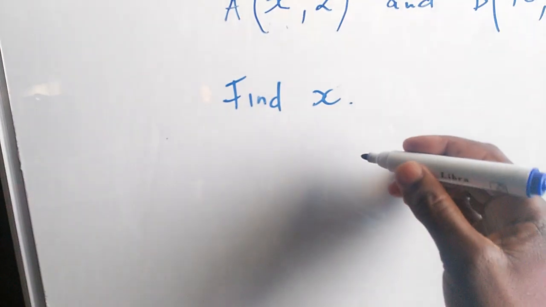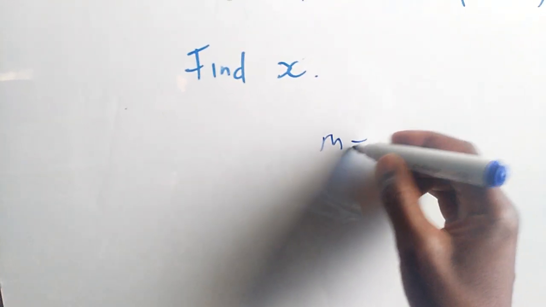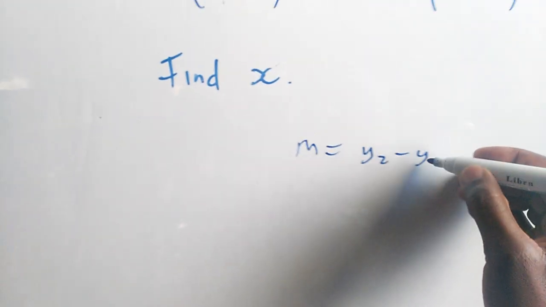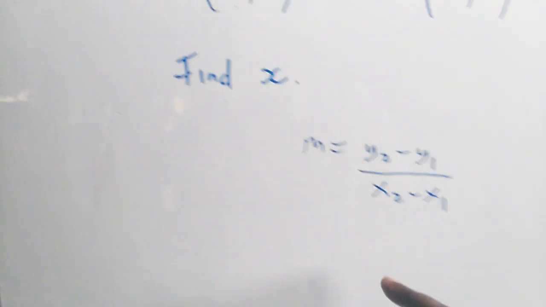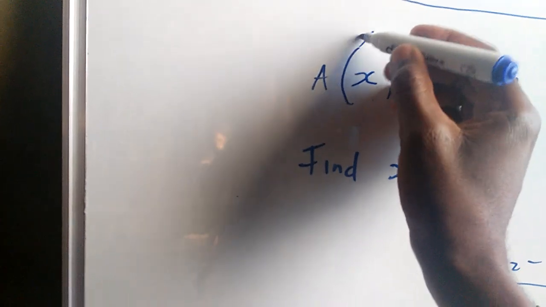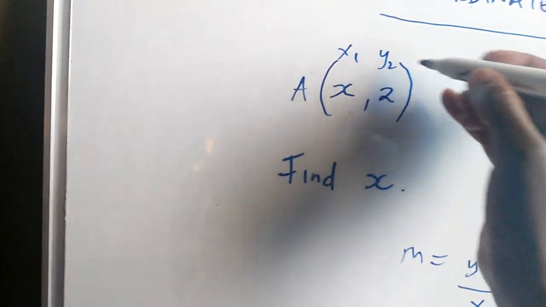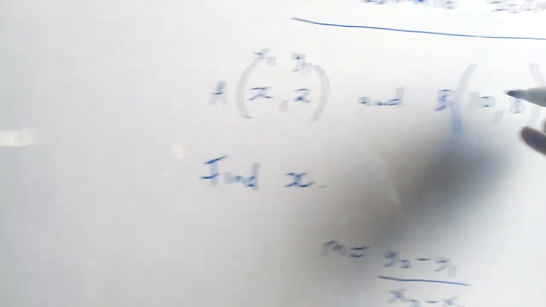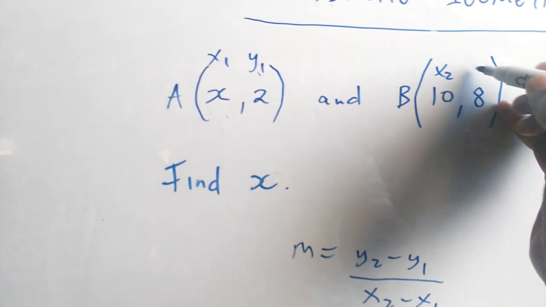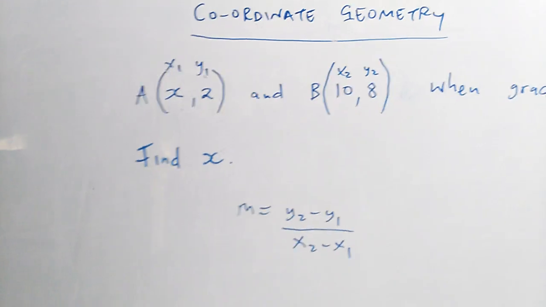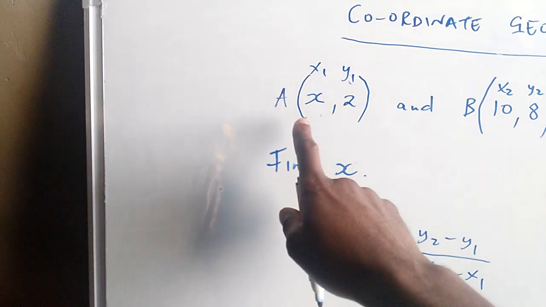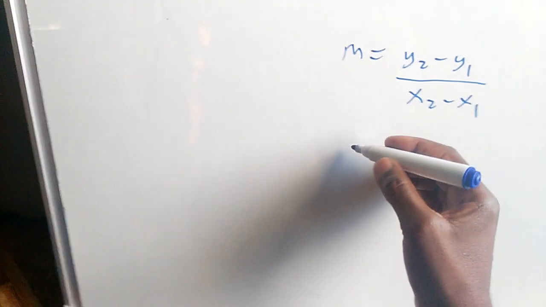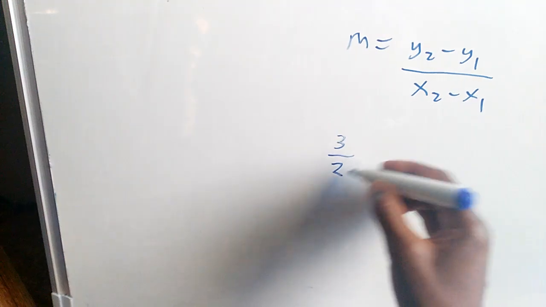And so, going by the formula, gradient is equal to the change in Y divided by the change in X. We call that delta. This will represent X, that will represent Y, that will represent X2, Y2. We already have the M as 3 over 2. They want us to find X, and so let's compute. It's more like saying 3 over 2 we already have.